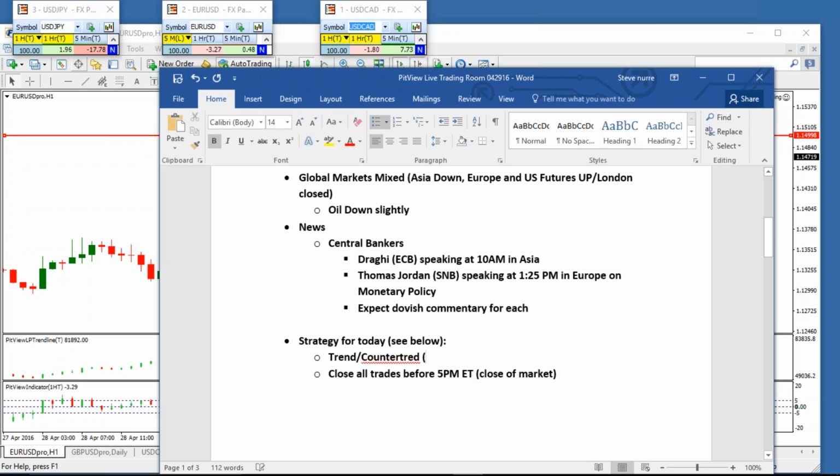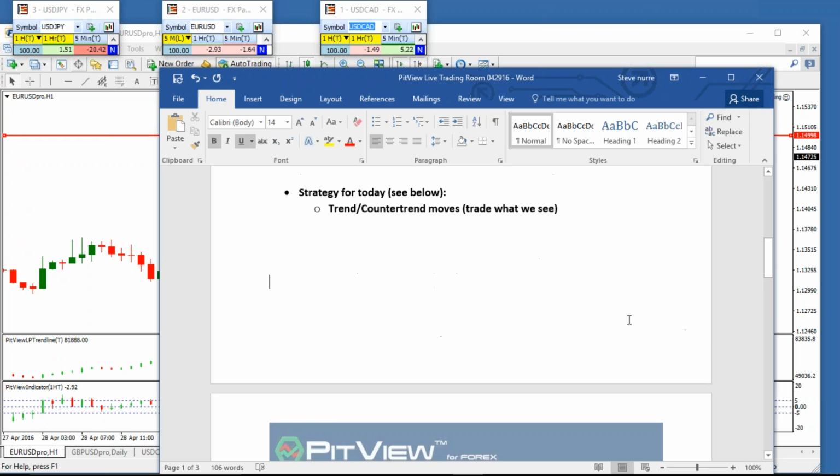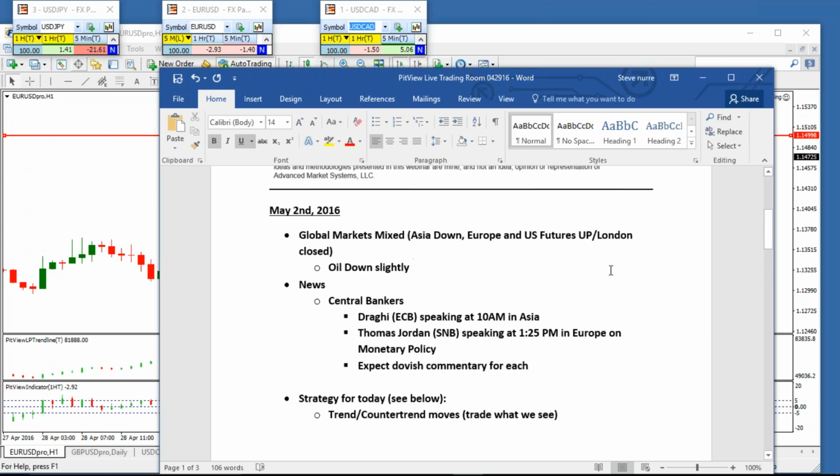Essentially, trade what we see. It's a new week. We can take some chances, I believe, but probably don't want to take too many chances here today. Just look for good, strong confirmation on what we see. And then no need to close trades before 5 p.m. That was just something to where I didn't put anything in on Friday.